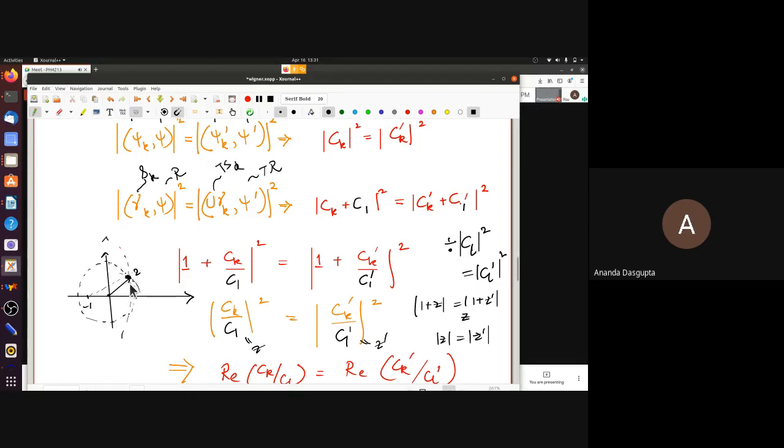So either Z prime is here or Z prime is here. Either Z prime is equal to Z or Z prime is equal to Z's conjugate. Of course, the other point, simple geometry, has to be a reflection on the real line, right? Which means, in terms of the Argand diagram, it is the complex conjugate. So either Ck by C1.